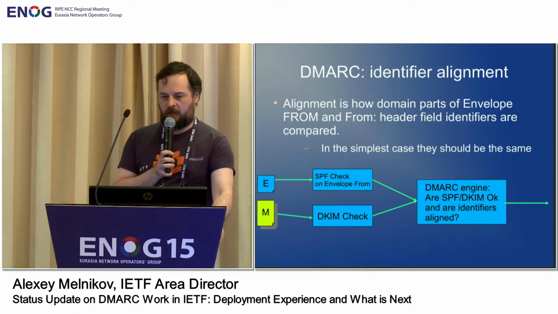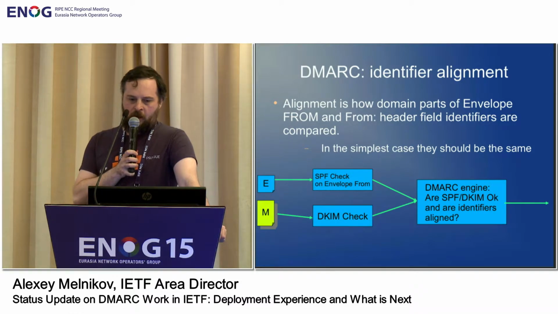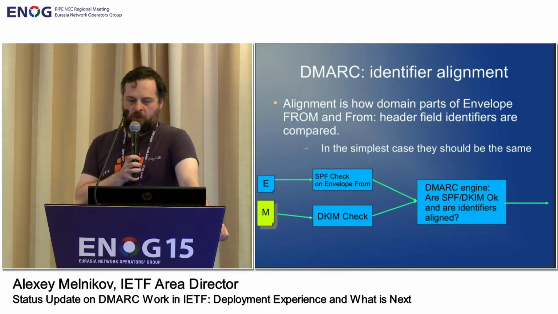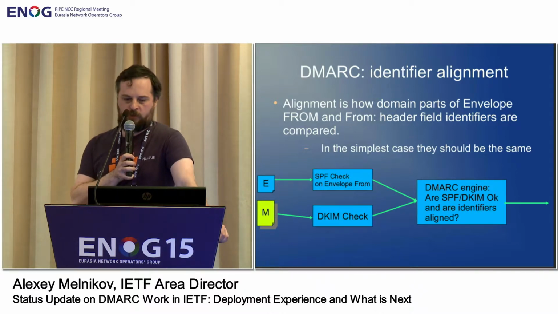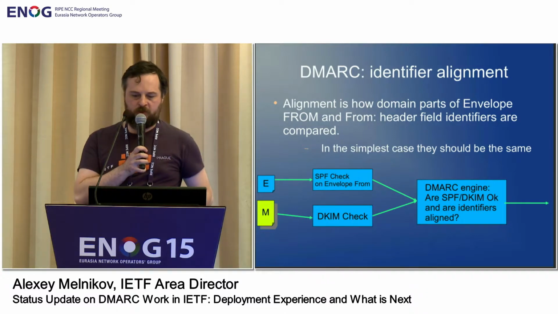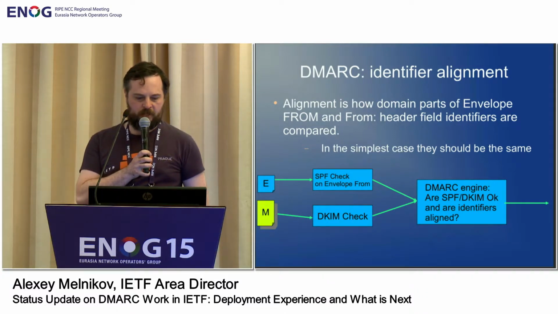And for this, it used the concept called identifier alignment. It is basically a way of saying what kind of addresses are allowed in envelope and messages, and whether they need to be identical or whether one can be a subdomain of another. So it depends. In the simplest case, the policy just means that they should be the same.